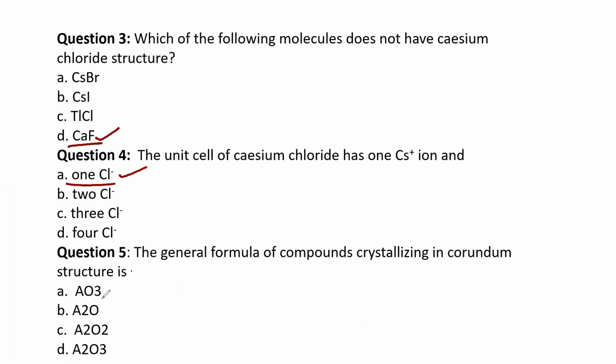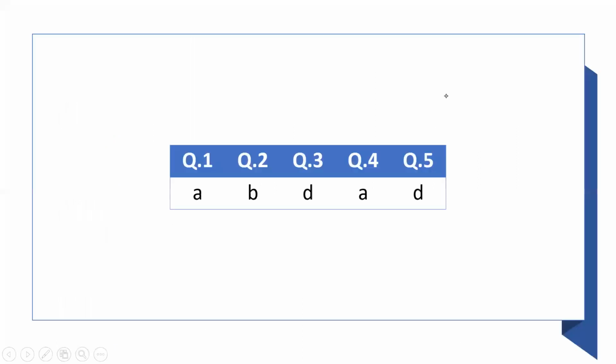Next, the general formula of the compounds crystallizing in the corundum structure is Al2O3, that is A2O3. Here A means aluminium or any other element with valency +3. So Al2O3 is the corundum formula, so A2O3. The answer is D. Next question. I think the questions are over. So the answers are A, B, D, A, D.